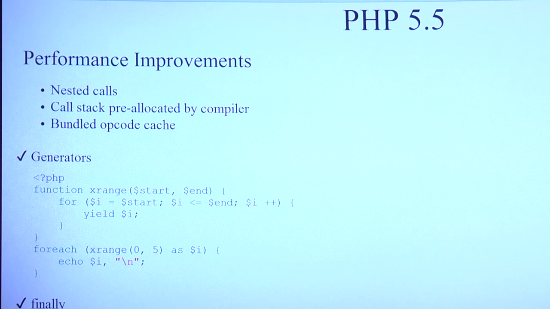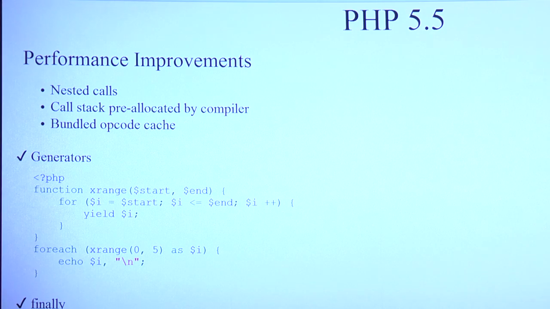Language level, the big new feature in 5.5 is generators. So a generator is basically a way of calling a function and returning one element at a time while keeping the state that you're in. So in this example here, I have this xrange function, right? Every time I call it, it returns the next value in the range that I asked for, so from the start to the end of the range. And the magic there is the yield keyword. So you can yield a value when you want to return the next thing.